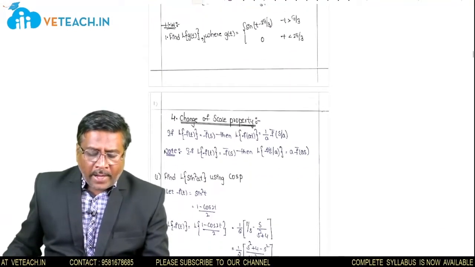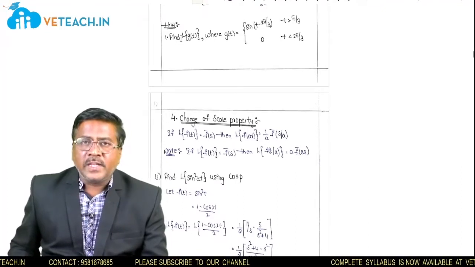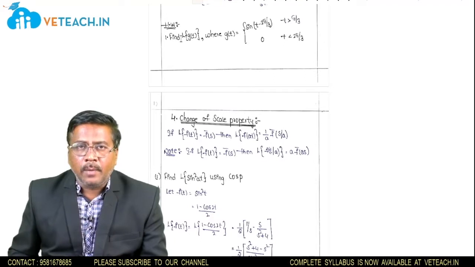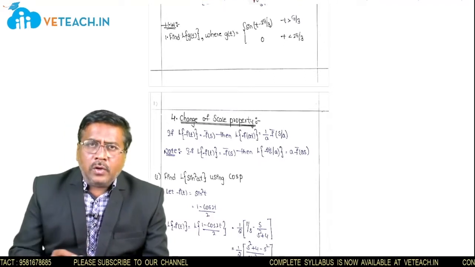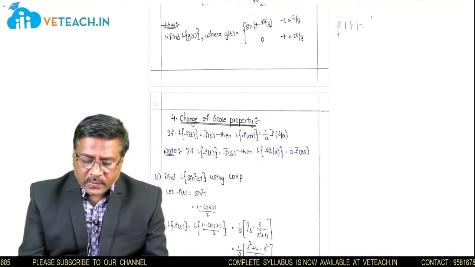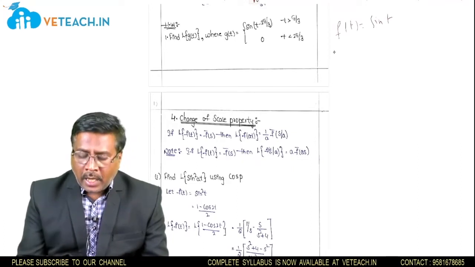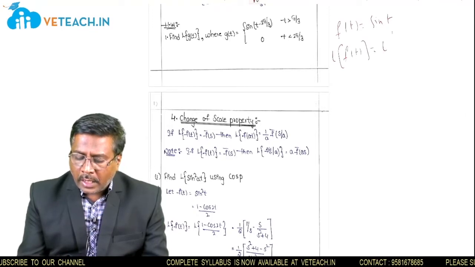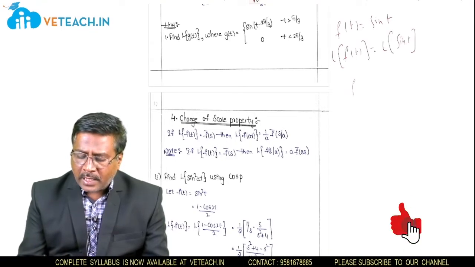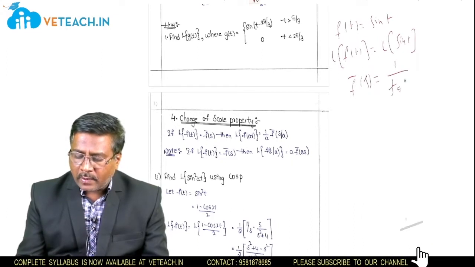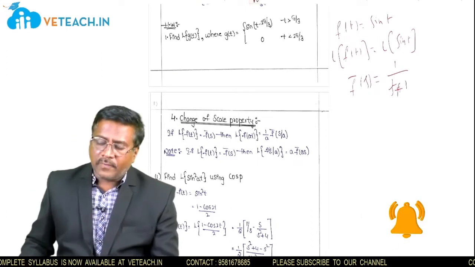Now I will give some problems to work on. Whatever you have learned about the second shifting theorem, you can apply in a similar way. While doing this problem, we have to assume the function f of t is equal to sin t only. Taking the Laplace transform on both sides, L of f of t is equal to L of sin t, that is F of s is equal to 1 by s square plus 1. This is the F of s value.